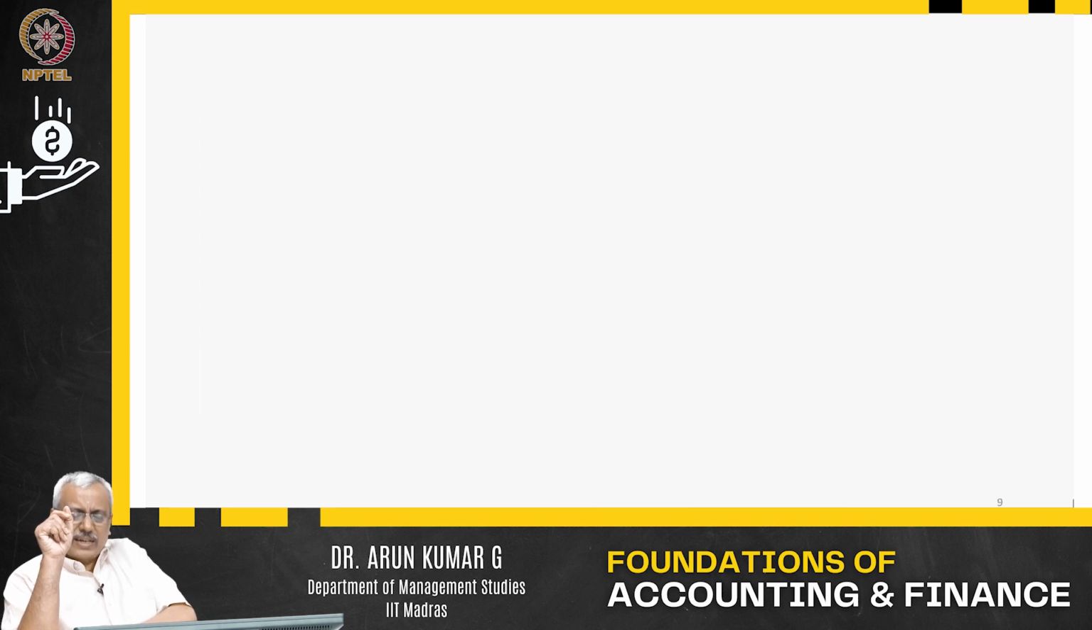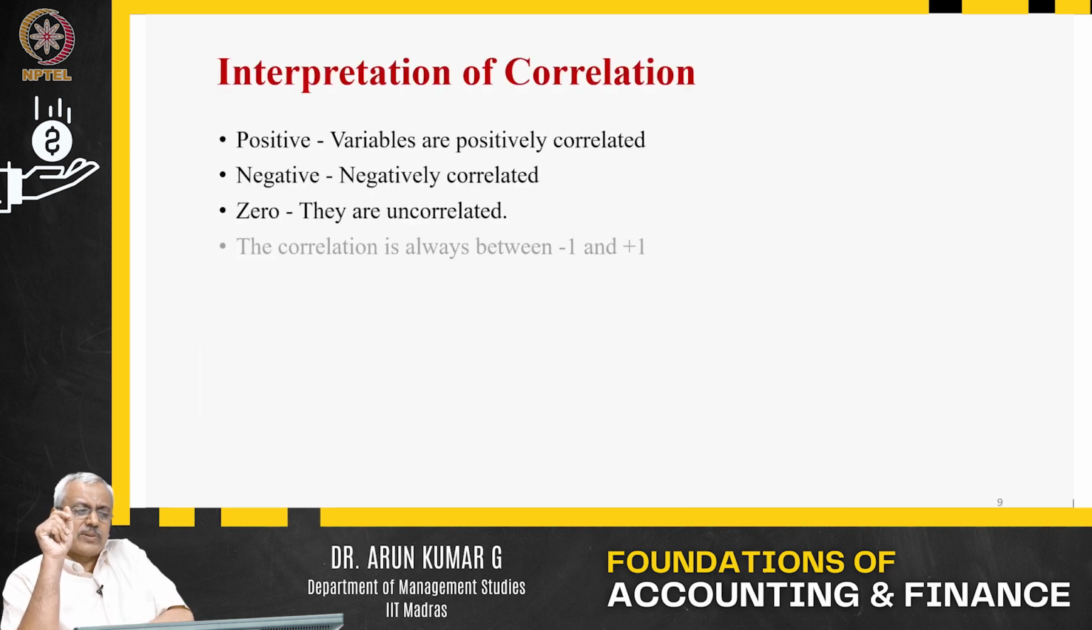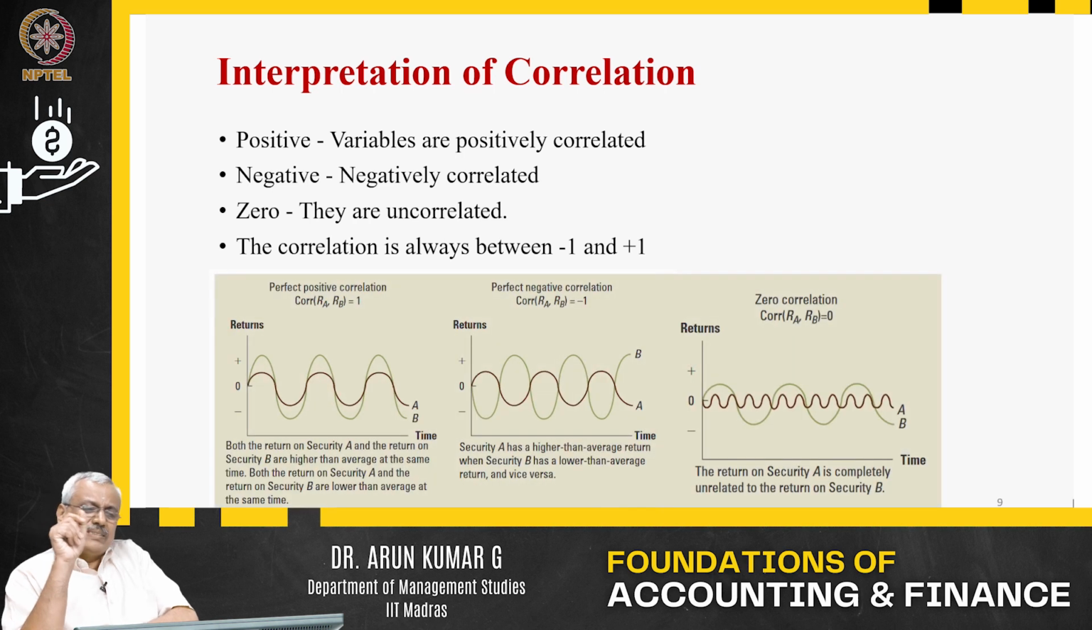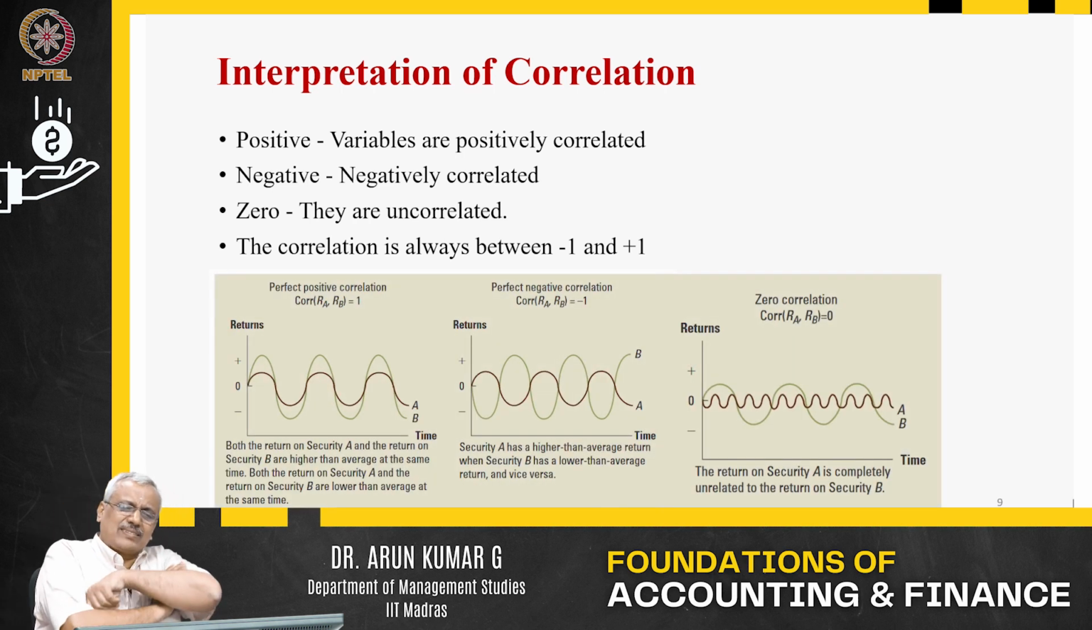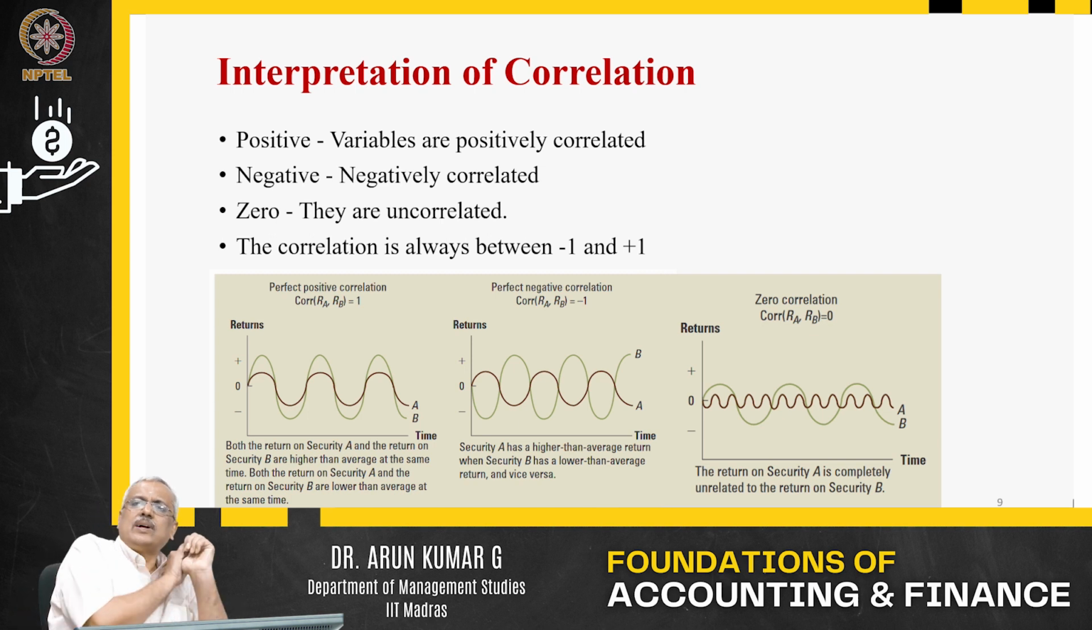Now, what is correlation? Let us look at what correlation is. Positive correlation means the variables are positively correlated, or negatively correlated, or uncorrelated. Correlation will always be between -1 and +1. What do you mean? See, the graph beautifully explains.